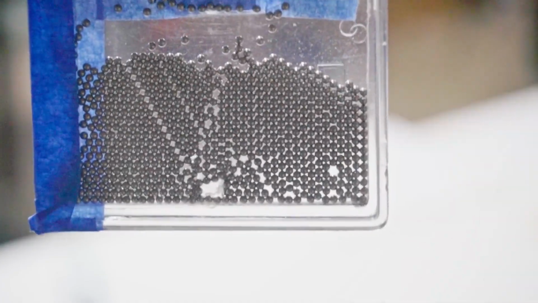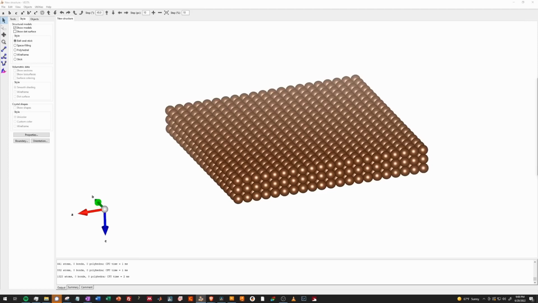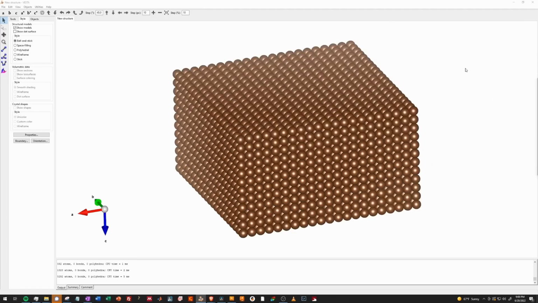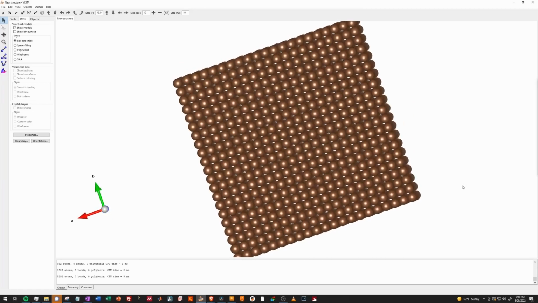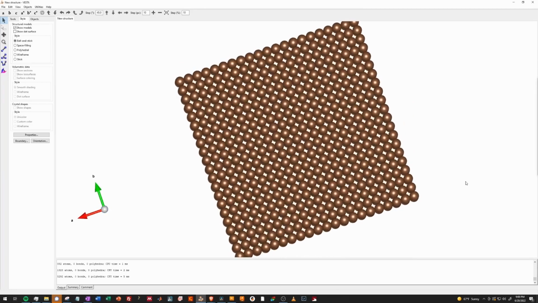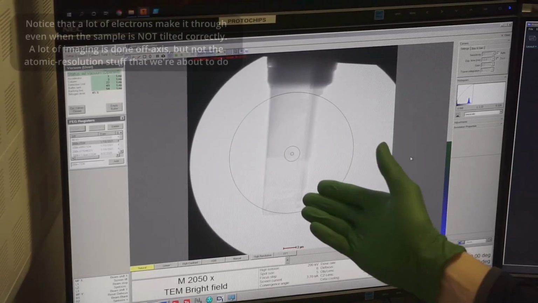Now, earlier I used the ball bearings to emulate a single layer of atoms, but what if I had 2 layers, or 3 layers, or 10 layers? It gets a lot harder to tilt the sample so you can look straight down a column of atoms. This is another reason that we like to keep the samples really super thin.